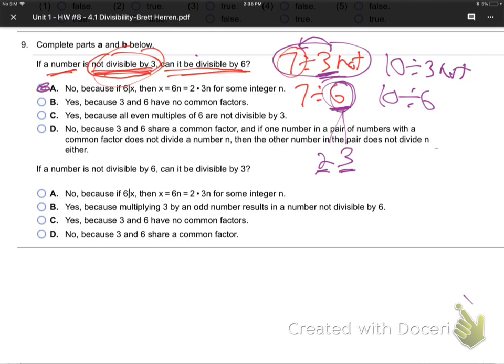There's 2 no's. Because if 6 goes into a number, then what is that saying? Let me look at that. No, because 3 and 6 share a common factor. And if one number in a pair of numbers with a common factor does not divide into a number, then the other number in that pair does not.